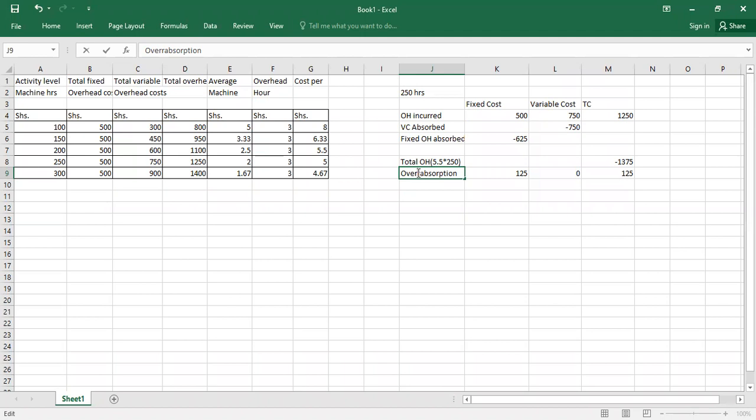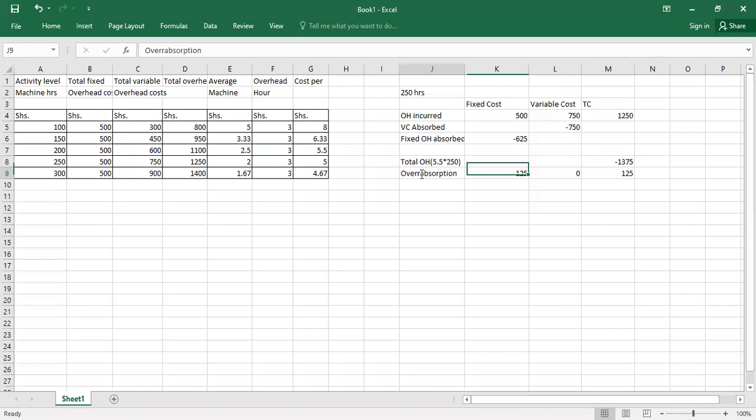In other words, we are saying you had budgeted, for example, in this case, for 500 fixed cost plus the variable cost, a total of 1250. But you ended up using 1375, which means you have an overhead of 125 that you had not budgeted for, and therefore you need to absorb. Is that okay? Is it clearer when I explain it that way?